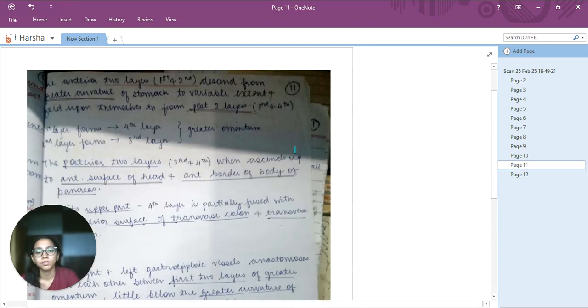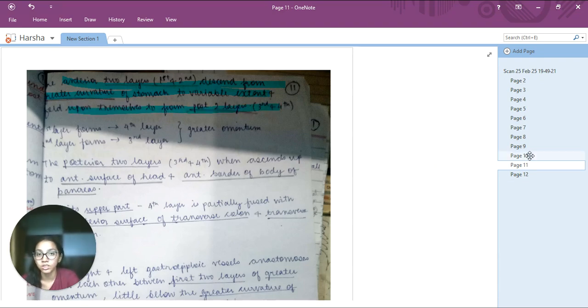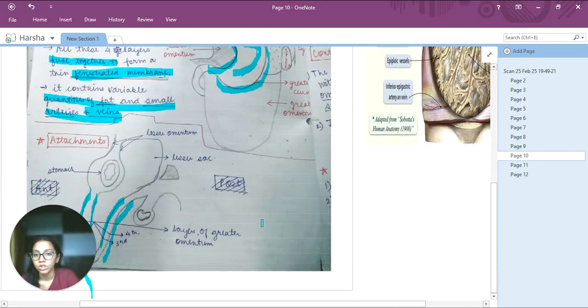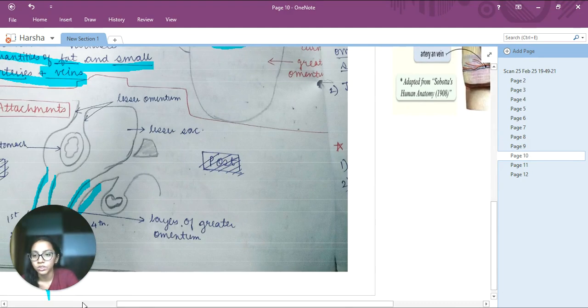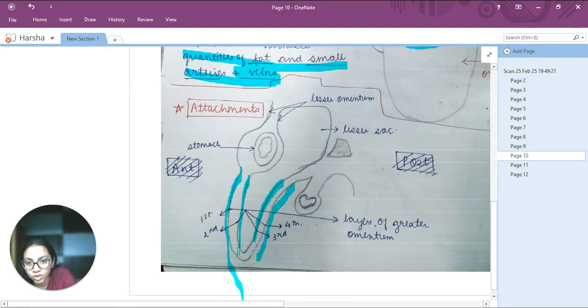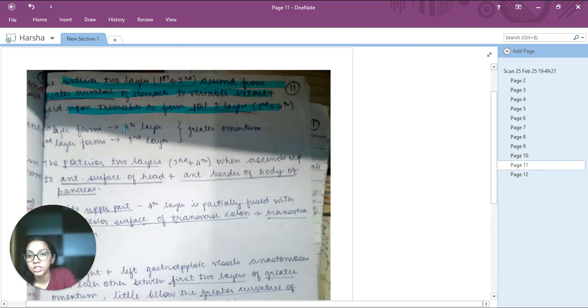Next, it is written, the anterior 2 layers, that is first and second, descend from the greater curvature of the stomach to variable extent and fold upon themselves to form the posterior 2 layers, that is second and third layer. So the first layer and the second layer are the anterior layers, while the third layer and the fourth layer are the posterior layers. So these 2 layers now fuse together in order to form a fenestrated membrane. So the first layer forms the fourth layer, while the second layer forms the third layer.